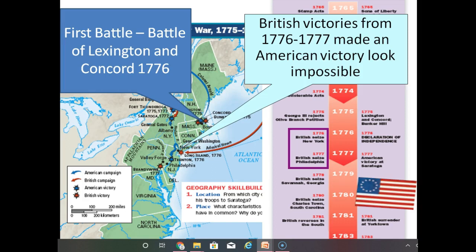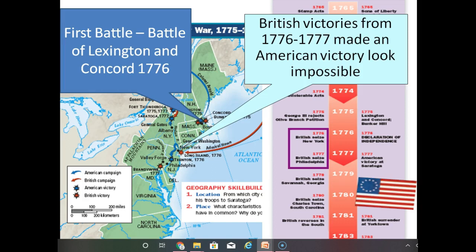Most of the battles in the Revolutionary War from 1776 to 1777, the American colonies did not win. The British won the majority of those battles. So at the end of 1777, if you had to ask who was winning, you'd probably say Great Britain. And if you look at the chart on the right-hand side there, you will see that in 1776 and 1777, the British were able to seize, meaning control, New York City and Philadelphia.